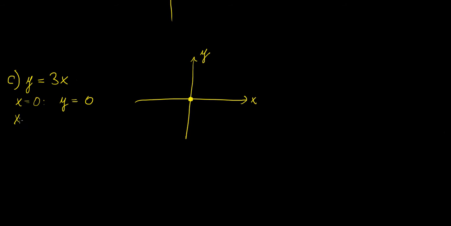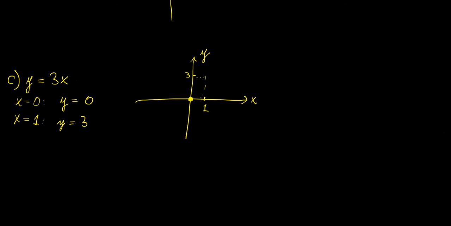Let's say x equals 3. Or actually, let's say x equals 1. Always start with small numbers. Then y is going to be equal to 3. So if we plot this point on the Cartesian plane, we're going to have 1 here and then 3 here.